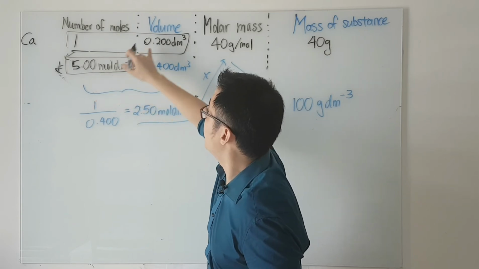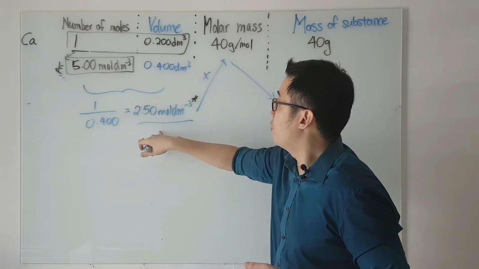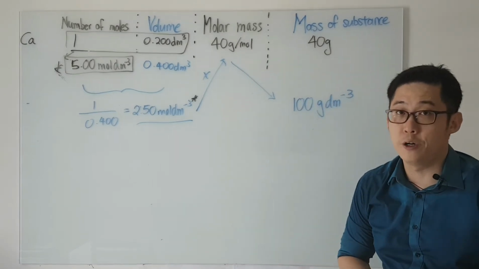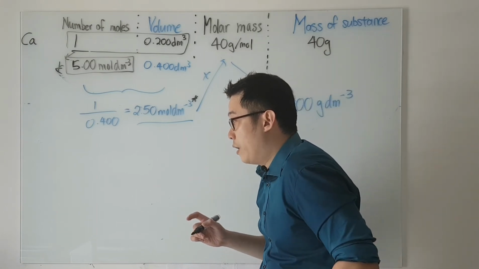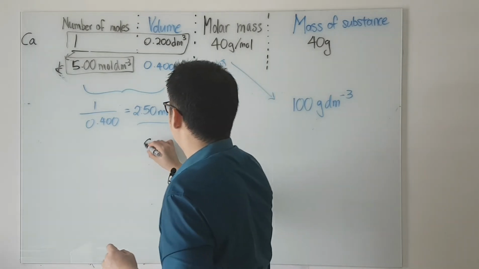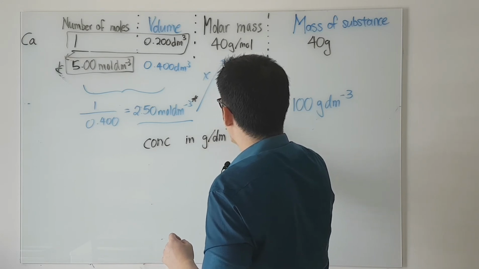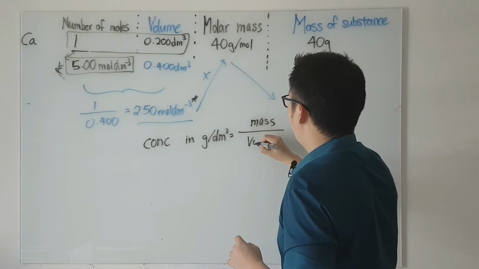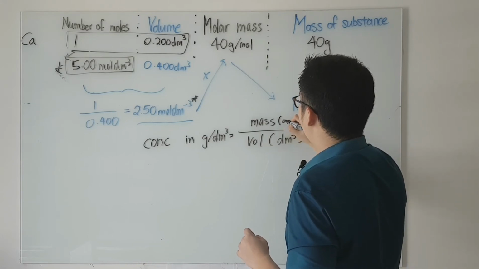5.00 moles per dm cube is in 0.2 dm cube of water, and this concentration of 2.5 moles per dm cube is in 0.400 of water. So students, with this in mind, this leads us to the conclusion. This idea we have learned is that you can find the concentration in grams per dm cube by simply taking the mass, dividing by the volume. The volume has the units of dm cube, and the mass has units of grams.